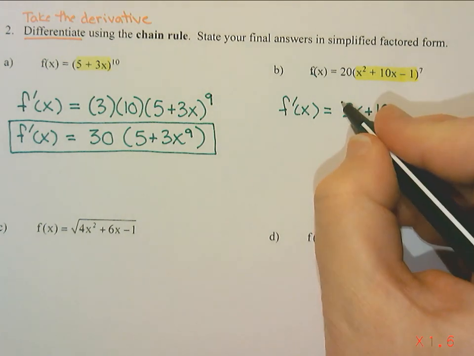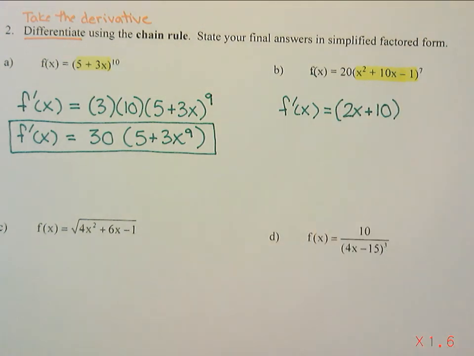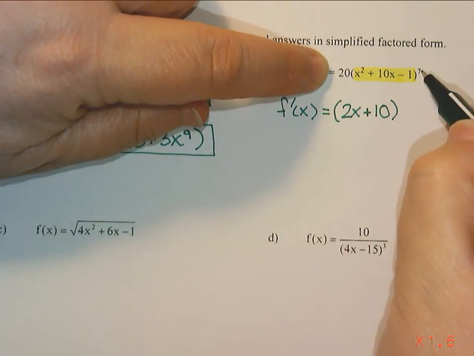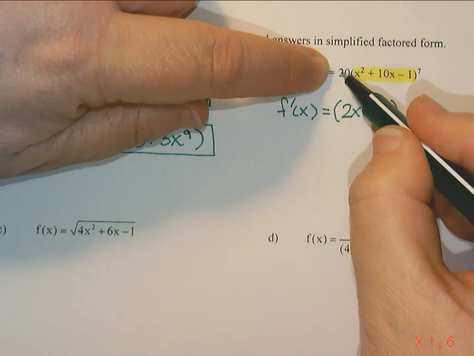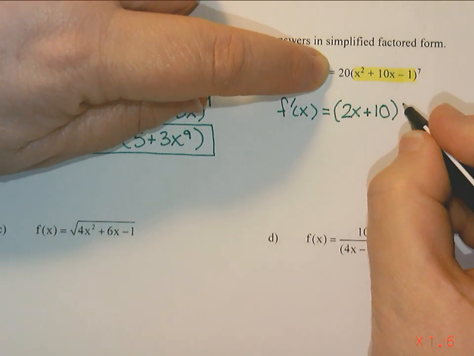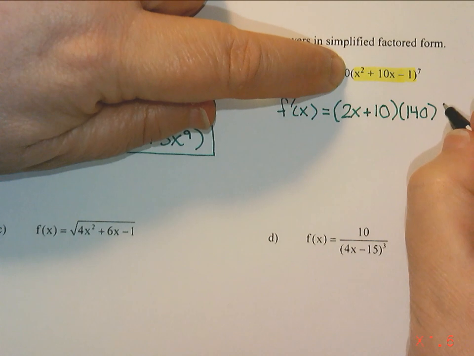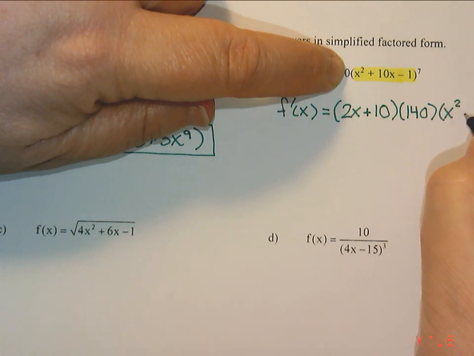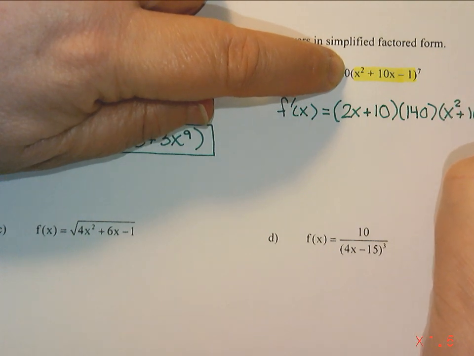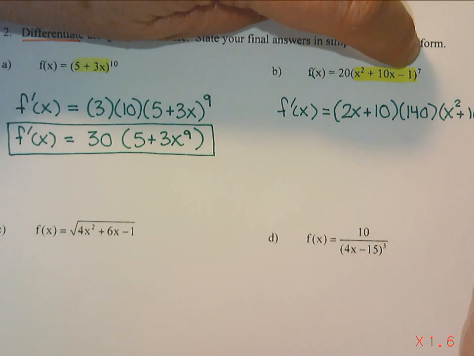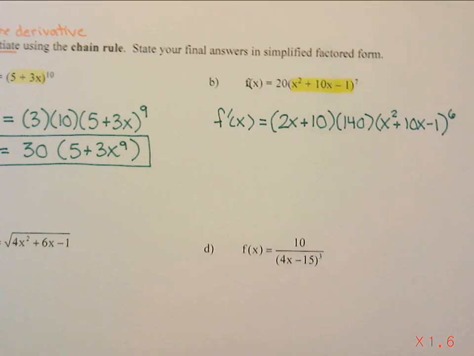Now there are 2 terms, so that really does need to go in a bracket. And then I'm going to take the derivative of the whole function. So we're going to do 7 times 20. 7 times 20 is 140. And then my bracket, x squared plus 10x minus 1. And then I take 1 off the exponent, so that's to the power of 6.